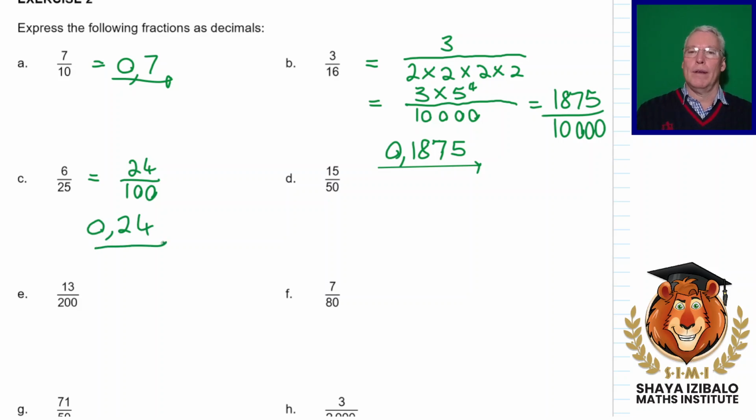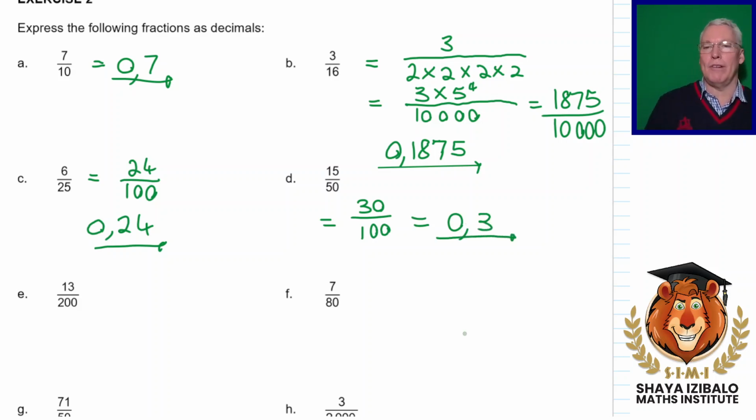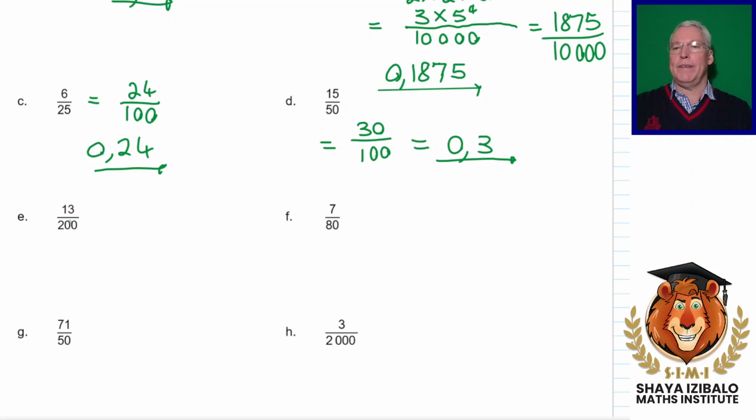0,24. How do we get 50ths to hundredths? Easy. We just double the top, double the bottom. 30 hundredths. 30 hundredths, 0,3. Right, 30 hundredths is exactly the same as 3 tenths.